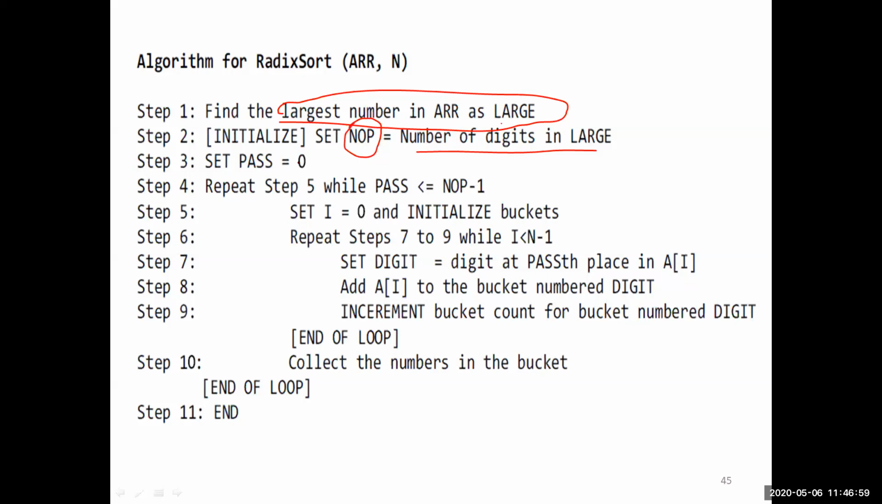So first set pass equal to 0. Initially we are setting the pass equal to 0. So 0, 1, 2. In our case, we have 3 passes. That's why we write NOP minus 1, because we are starting from 0. If it starts from 1, we can write 1 less than or equal to NOP. It's this simple, either of these you can use. So this is for the number of passes. Keep in mind, this while loop is for each and every pass.